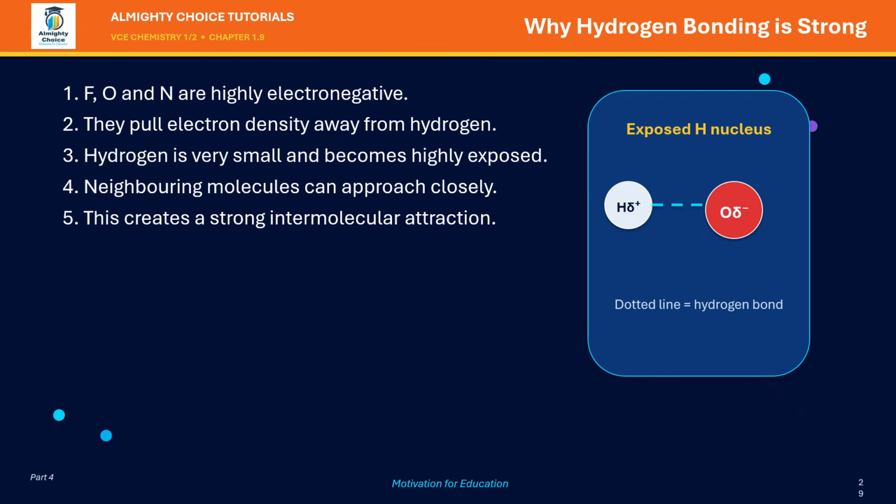Hydrogen bonding is strong because fluorine, oxygen, and nitrogen pull electron density away from hydrogen. This leaves hydrogen very exposed and strongly delta positive. Nearby molecules can approach closely and attract this exposed hydrogen. In the diagram, solid lines show covalent bonds and the dotted lines show the hydrogen bond between the molecules.